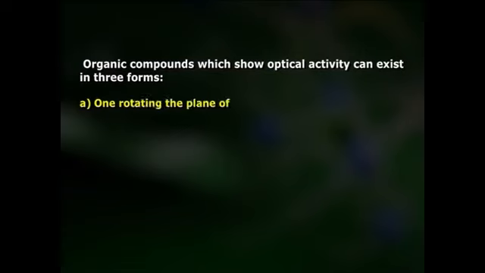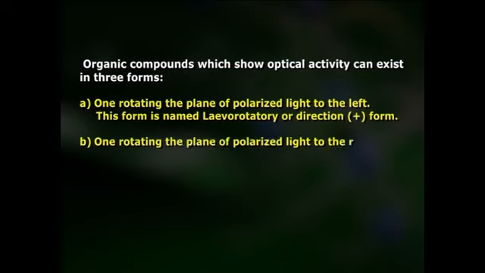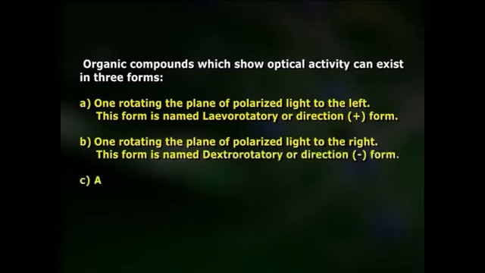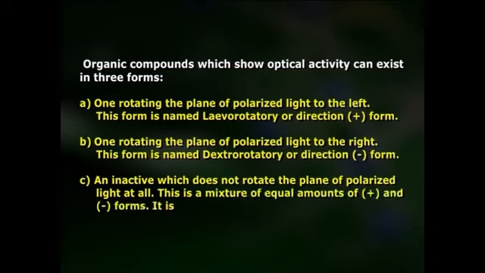Organic compounds which show optical activity can exist in 3 forms. A. One rotating the plane of polarized light to the left. This form is named levorotatory or negative form. B. One rotating the plane of polarized light to the right. This form is named dextrorotatory or positive form. C. An inactive form, which does not rotate the plane of polarized light at all. This is a mixture of equal amounts of positive and negative forms. It is a racemic or DL mixture.